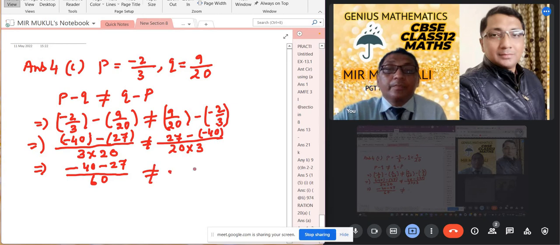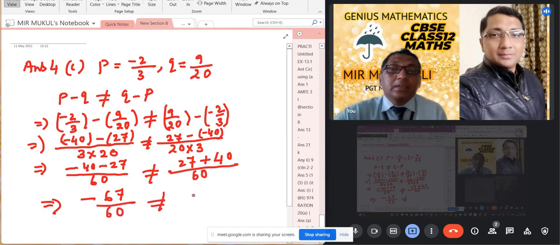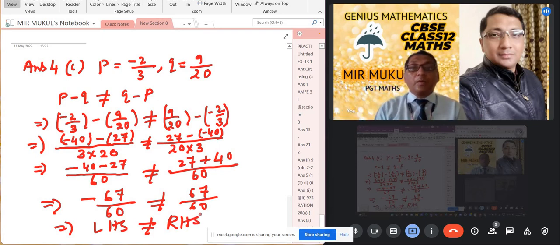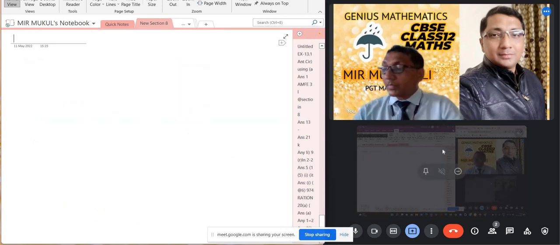Not equals 27 plus 40. So clearly we can observe in the numerator it is 67 by 60, not equals here 67 by 60. So LHS not equals RHS. So I hope you understood this. Achha. Now next, question number 5.